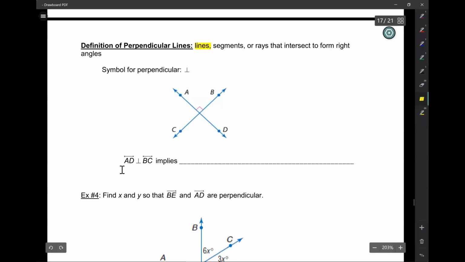These are lines, segments, or rays that intersect to form right angles, or a 90-degree angle. The symbol for perpendicular is this. So it's like an upside down capital T.